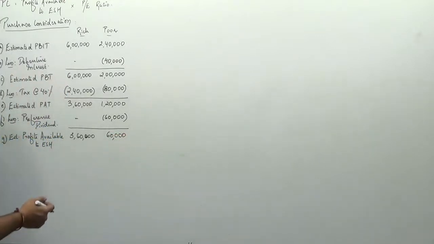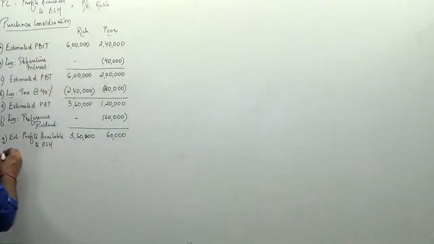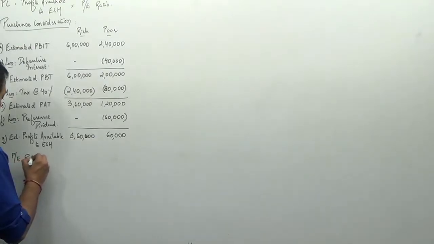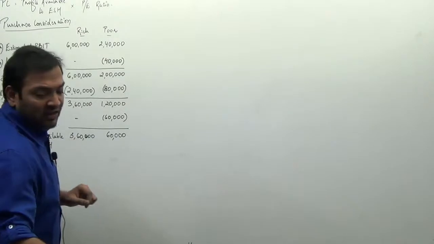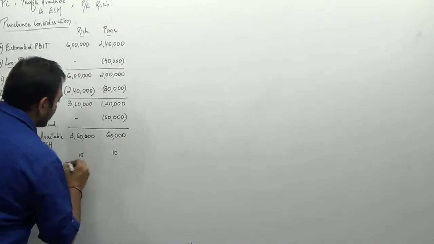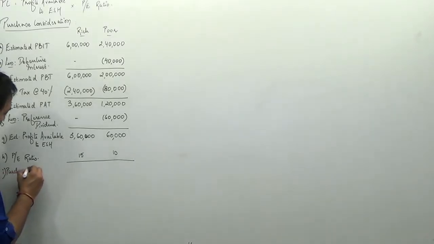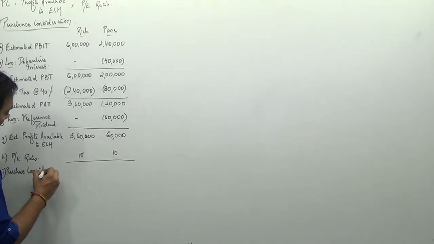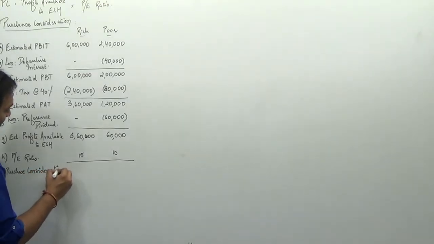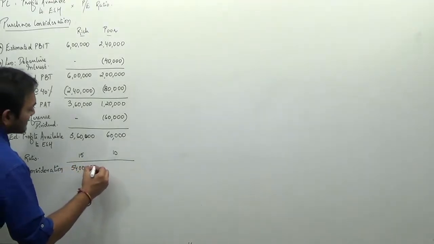How do we get PC? PC is equal to profits available to equity shareholders multiplied by their P/E ratio. So this should be multiplied with the P/E ratio. P/E ratios are given in the question as 15 and 10. Sufficient to identify your PCs. PC is 54 lakhs and 6 lakhs.